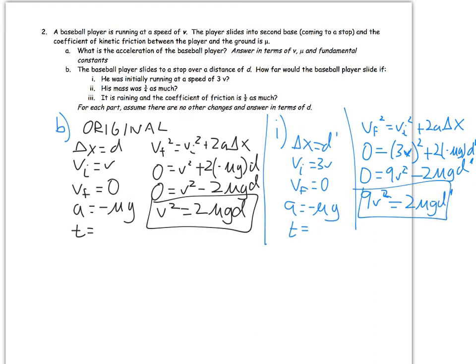What I can do now, and I think the easiest way of combining these two equations, is I know that this is equal to v squared, and I can just substitute that into my other equation. So I can say 9 times 2 mu g d equals 2 mu g d prime. I find that a lot of things divide out here. The 2, the mu, and the g all divide out. And I'm left with 9d equals d prime. And so there's my answer to part 1.